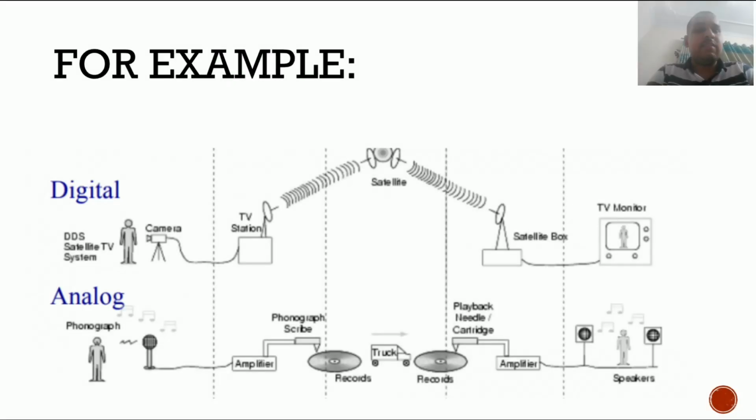Here you can see an example, a difference between a digital and an analog signal. Here you can see a guy in front of the camera and the information is sent through the TV station and then received through a satellite box and then to the TV. But in analog you can see a guy in front of a mic maybe, and his information is sent through a wire to the amplifier and then to a record, and then the record is again played through the amplifier and then through the wire played through the speakers. So we can clearly see that in analog communication there is a need of a medium for the traveling of signals, but in digital there is no need.